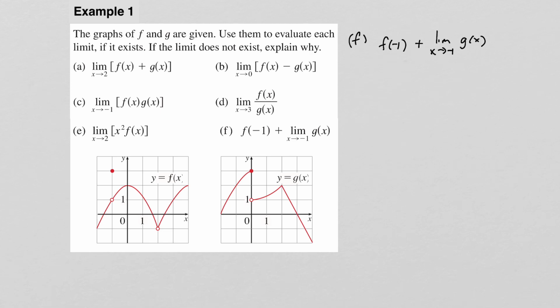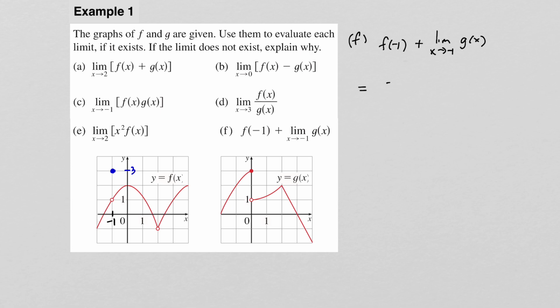And finally, part F, we have the expression f of -1 plus the limit as x approaches -1 of g of x. So to evaluate this expression, first let's just calculate what is f of -1. So on the graph of f, here is -1, and f of -1 is this point up here, right? So it's not the same as the limit, it's the actual function value at -1.